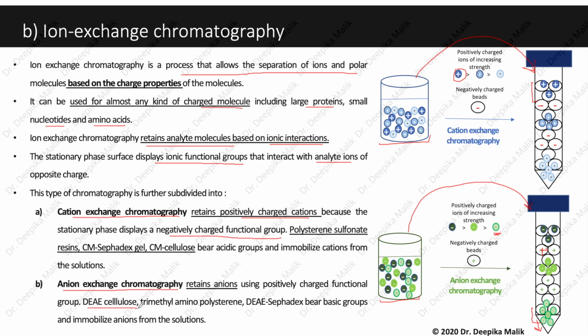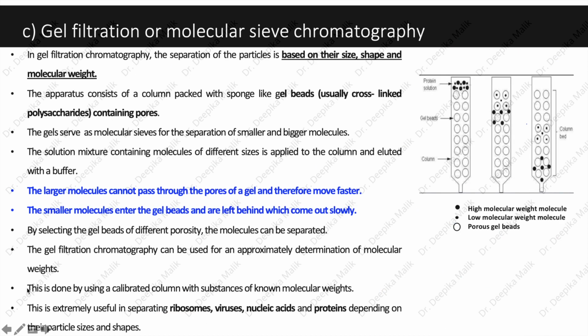Diethylaminoethyl cellulose, trimethylaminopolystyrene, and DEAE Sephadex bear basic groups and immobilize anions from the solutions. The third type of chromatography is gel filtration, or molecular sieve chromatography.